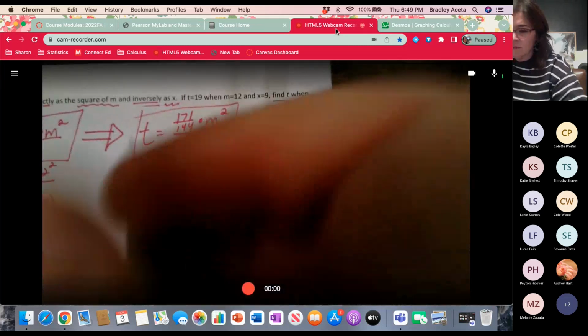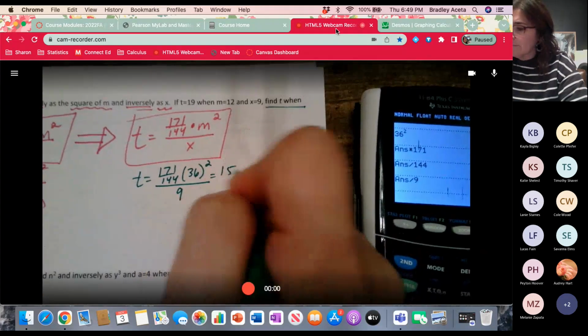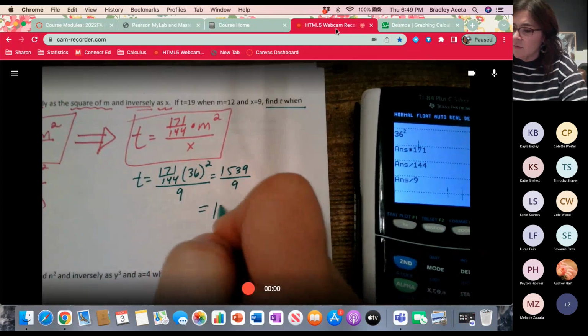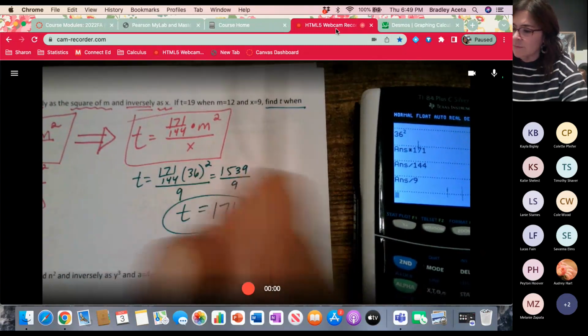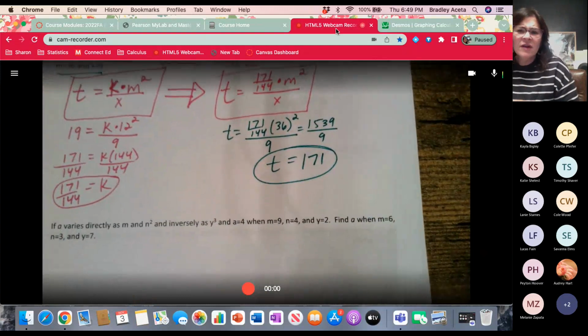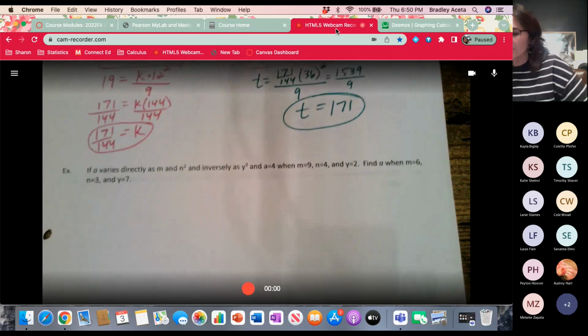So this became 1539, divided by 9, which is 171. So there's my answer. Something very complicated for a very formula-driven kind of thing. Let's do another one of those though, so it makes more sense.